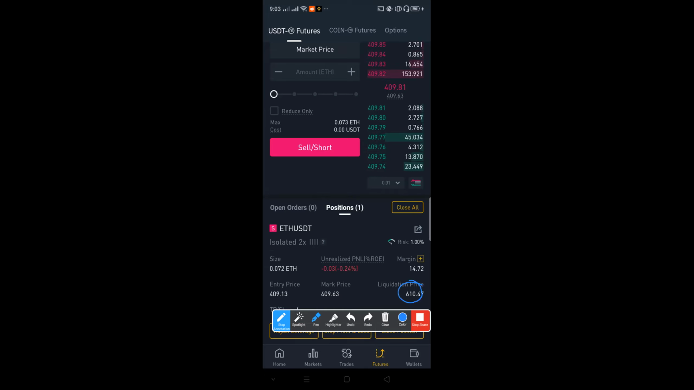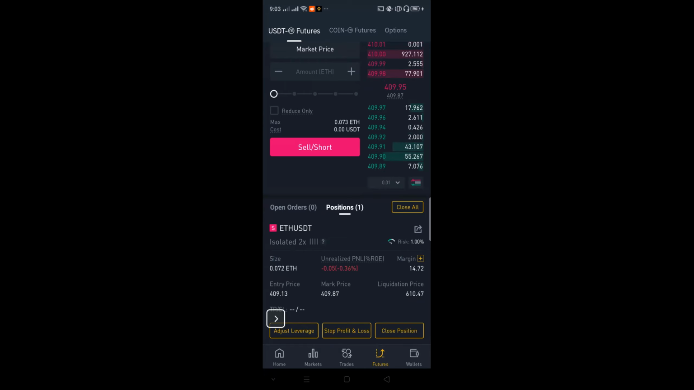And I'm using $14.72, which is my margin to take this trade. And I bought a 0.072 Ethereum. That's what I'm selling rather, not bought, because I'm shorting the market. That's what I'm selling. I'm selling a 0.072 Ethereum.